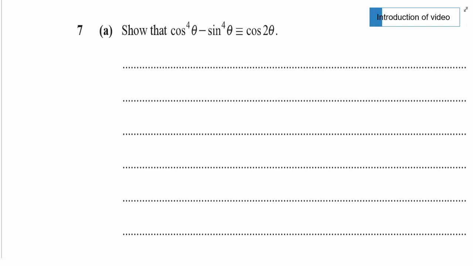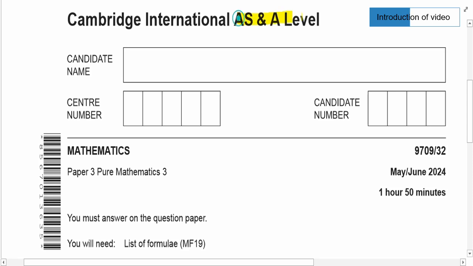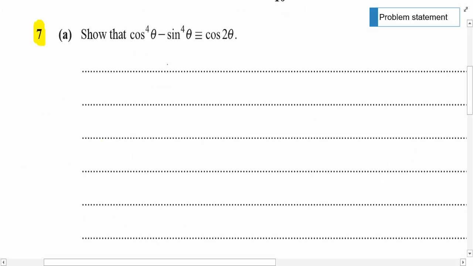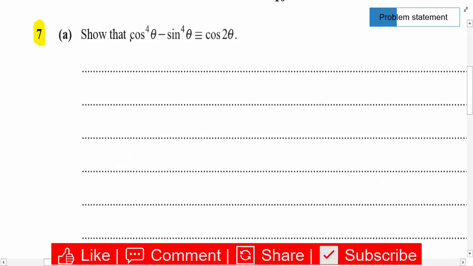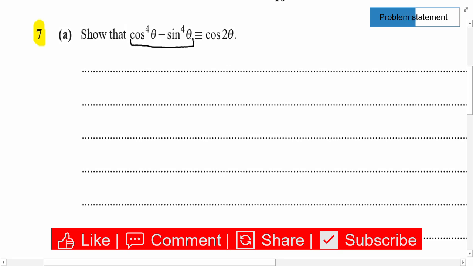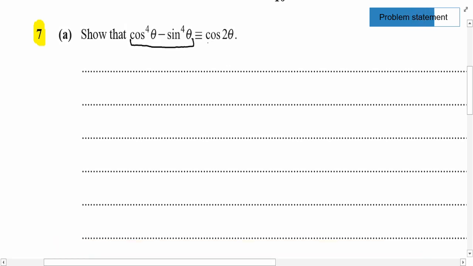Hello, today we are going to do question 7 of A Levels Math 9709 variant 32. We are working on the May-June 2024 paper. In this question, we are given cos to the power of 4 theta minus sine to the power of 4 theta, and we have to prove that this is equal to cos 2 theta.